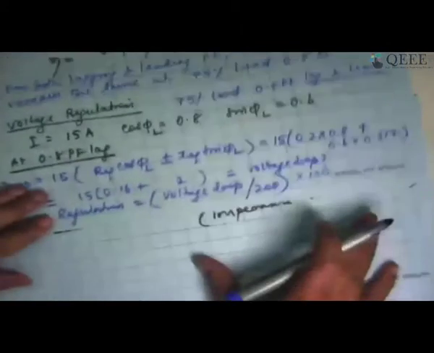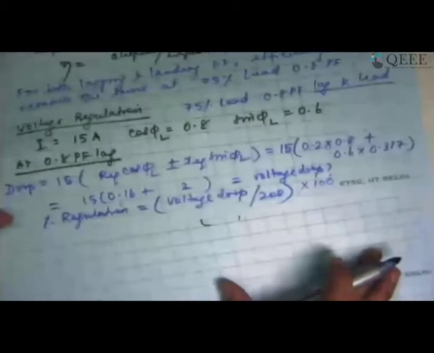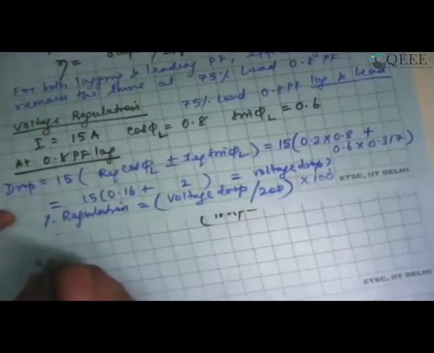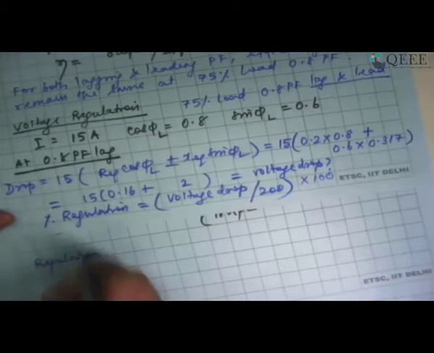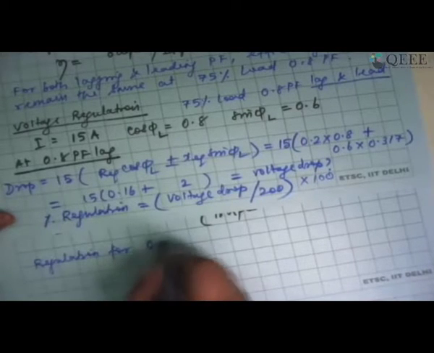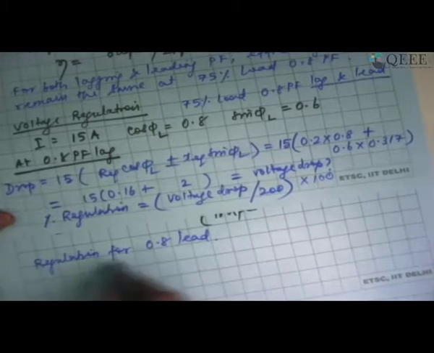So let us continue with the same problem we were doing, because we have still not finished it. We had looked at only regulation for the lagging power factor load. We'll complete the regulation for leading power factor load. So regulation for 0.8 lead. Let's finish this, then I'll take up that question if you don't mind.